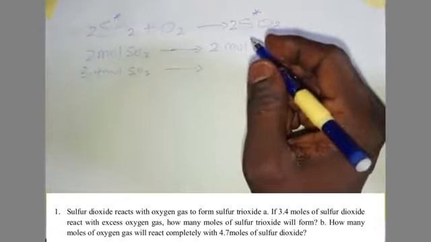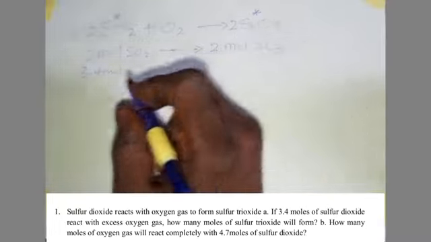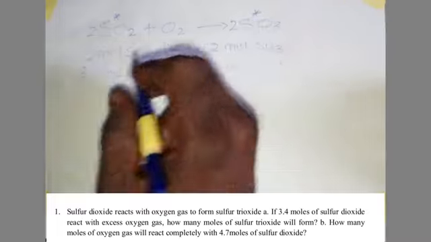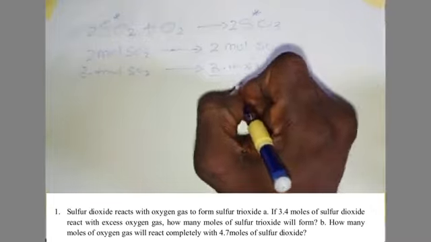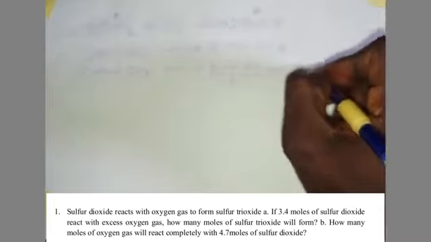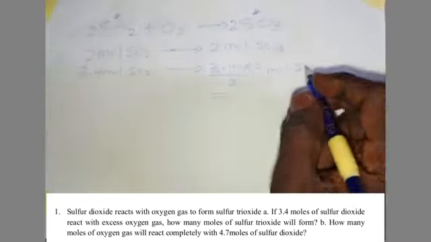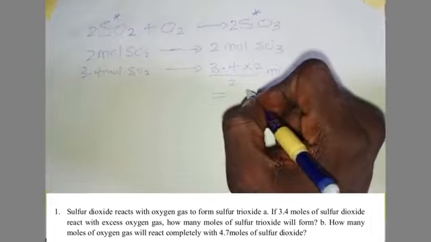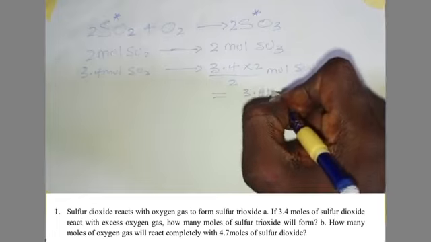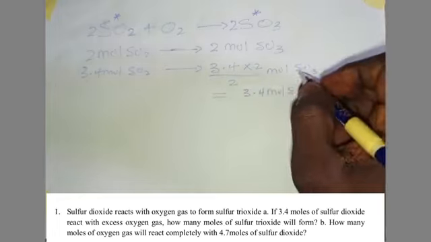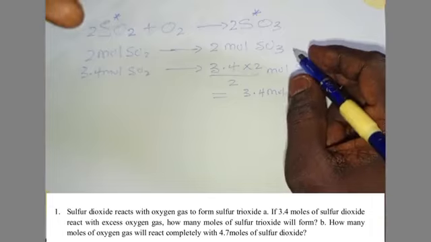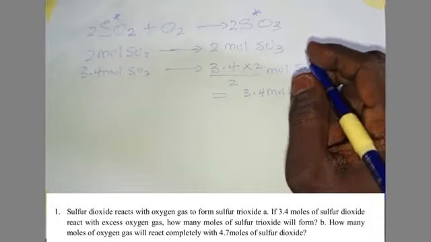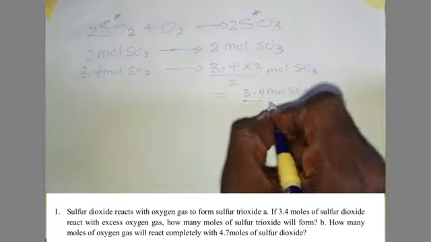But let's do this from the mathematical perspective. So we are going to cross multiply. So you're going to have 3.4 multiplied by 2 divided by 2 moles of what? SO3. So the final answer here is going to be 3.4 moles of SO3. But let's go back to the question. It says, if 3.4 moles of sulfur dioxide react with excess oxygen gas, how many moles of sulfur trioxide will form? We got that. This is our final answer.